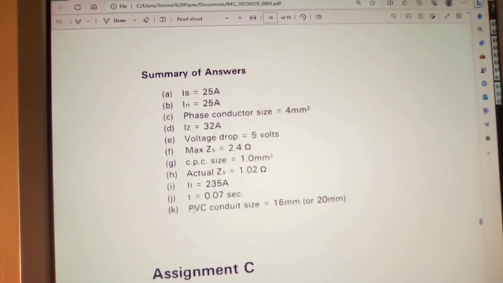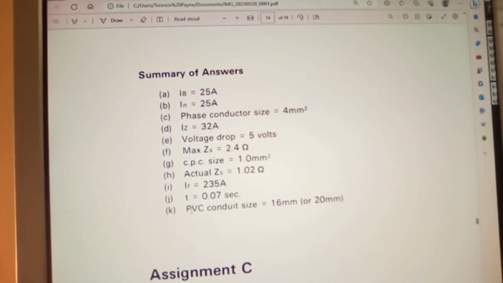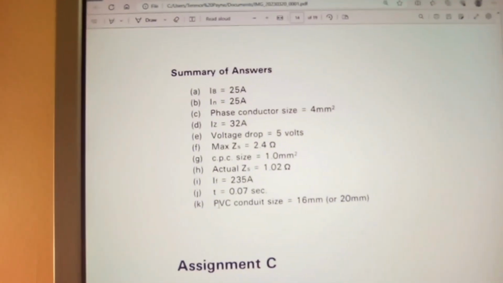Okay, so thank you for your time. I hope you've enjoyed this. Now make sure you write the information out and you do the calculations. The process must be understood at all times.